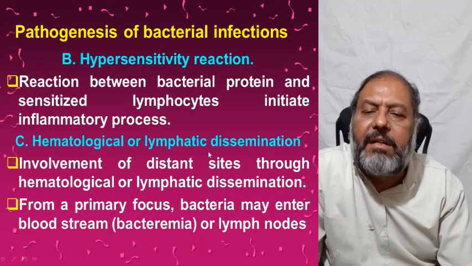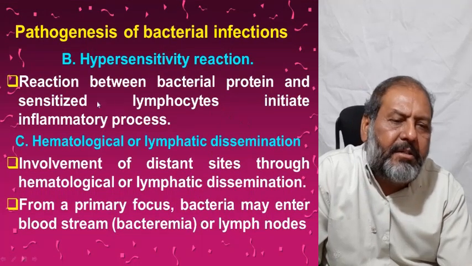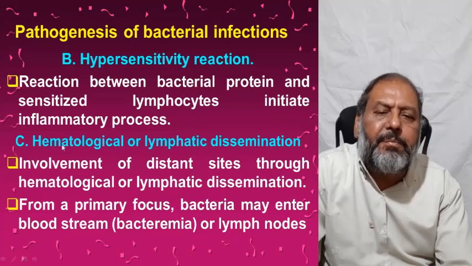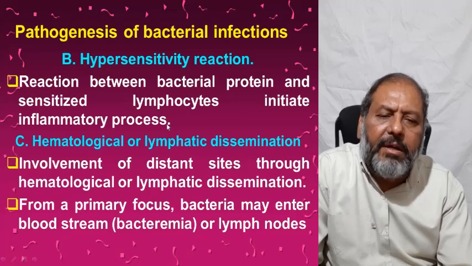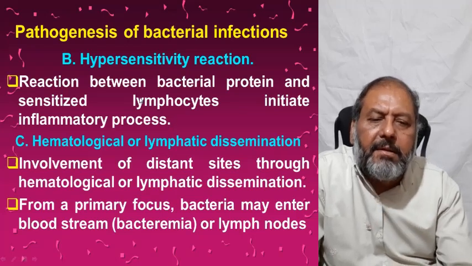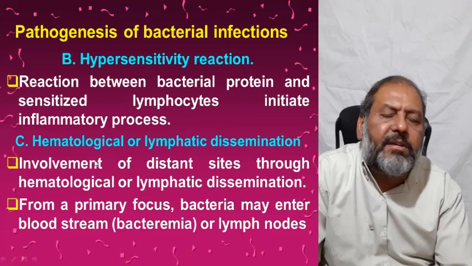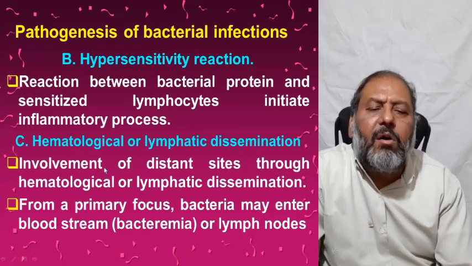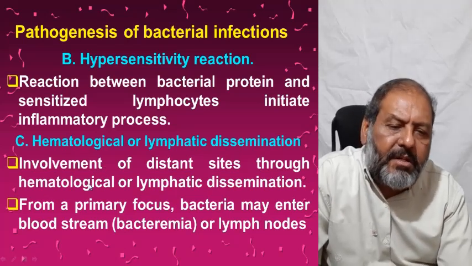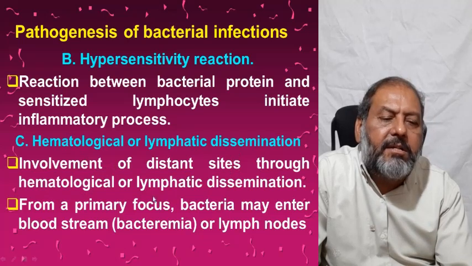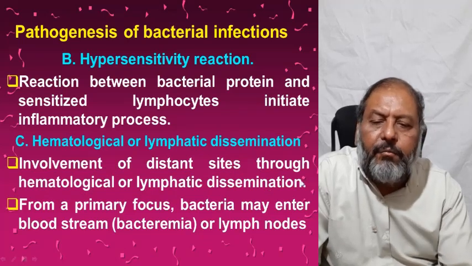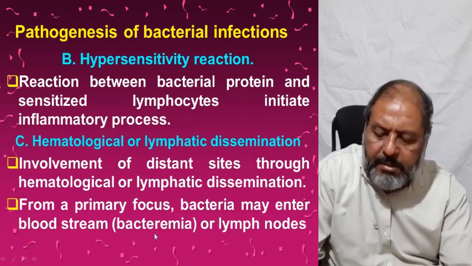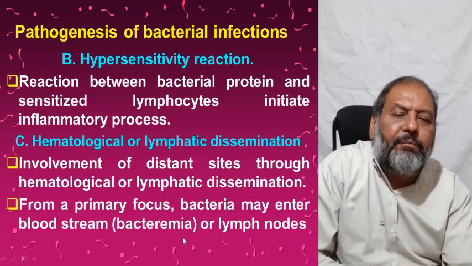Then hypersensitivity reaction: it is a reaction between the bacterial protein and sensitized lymphocytes that initiates an inflammatory process in the part where the bacteria lodge. Then hematological or lymphatic dissemination: as I have told you, the bacteria get entry into the blood or lymphatics, so distant sites are involved through this dissemination or spread from a primary focus. Bacteria travel through the bloodstream, causing bacteremia, or reach the lymph nodes.